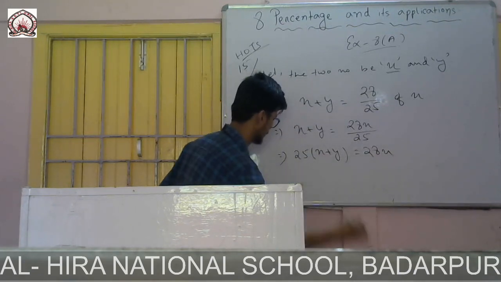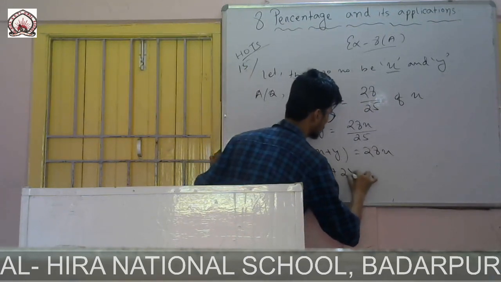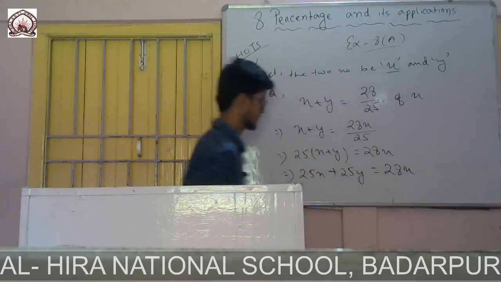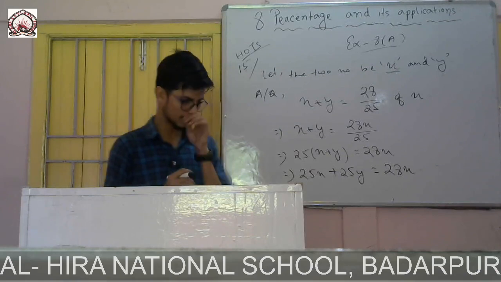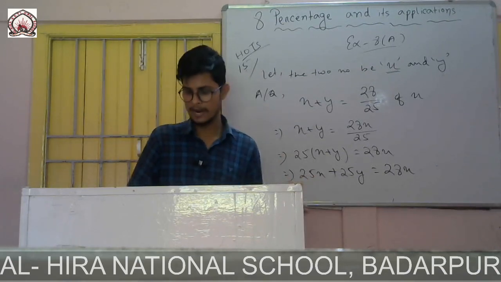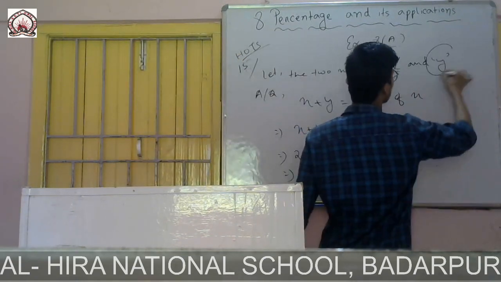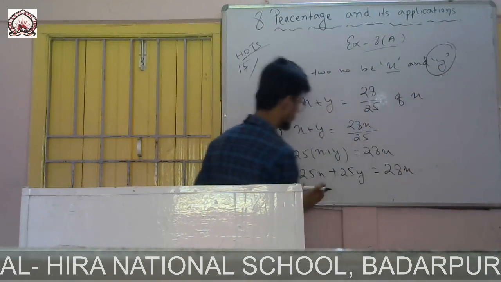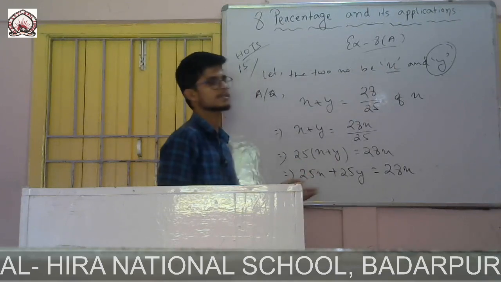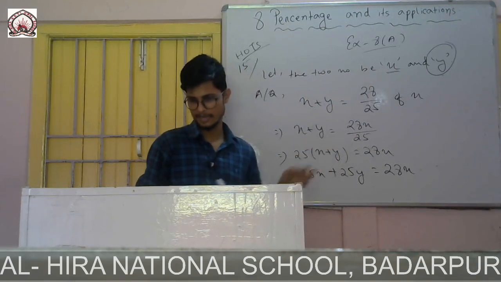28x. It will be 25 into x, which is 25x, plus 25 into y, which is 25y, equals 28x. The question is to find what percent the second number is of the first one. Second number, which one? y. I have to arrange this expression in such a way that y remains on one side, and find what percent y is of this x.